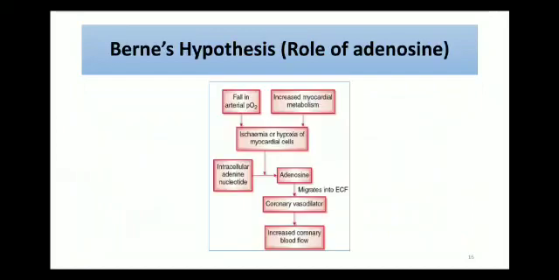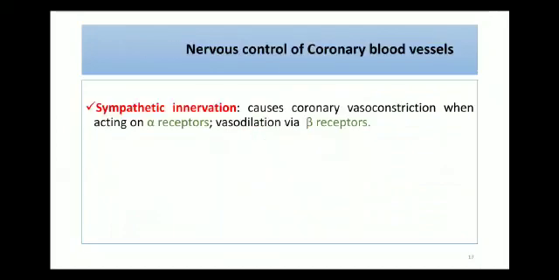In fact, we have a hypothesis, Berne's hypothesis, that tells you the role of adenosine in increasing the coronary blood flow. Whenever there is a fall in arterial PO2, a stage of hypoxia, or the muscle has used too much oxygen, then also the oxygen is reduced. So there is ischemia or hypoxia of the myocardial cells. Now they are getting less blood supply, less oxygen. So what will happen? The intracellular adenine nucleotide will be converted into adenosine. This adenosine is a vasodilator. So the circumference of the vessel will increase and there will be increased coronary blood flow.